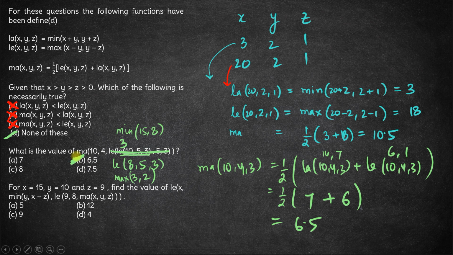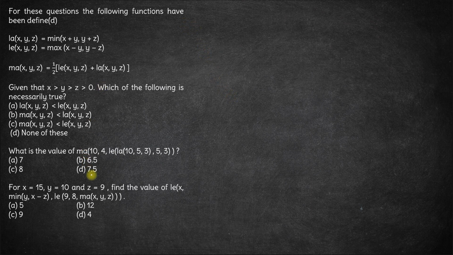Fine. And now coming to the last question of the set. If X is 15, Y is 10 and Z is 9, find the value of LE of X, minimum of Y, X minus Z, LE of 9, 8, maximum of X, Y, Z. Okay. So basically you need to do some calculations here. LE needs to have three terms. The first term is X, which is 15. The next term is the minimum of Y, comma X minus Z.